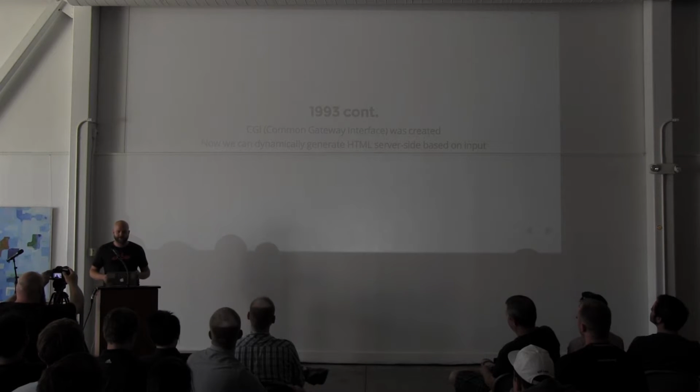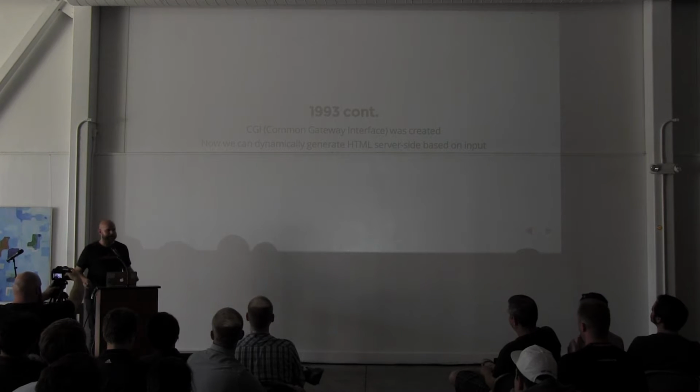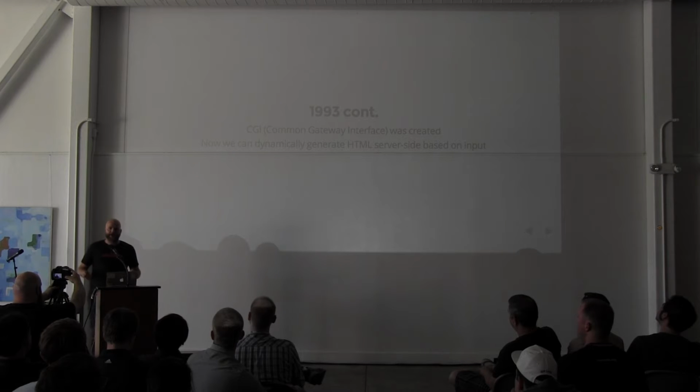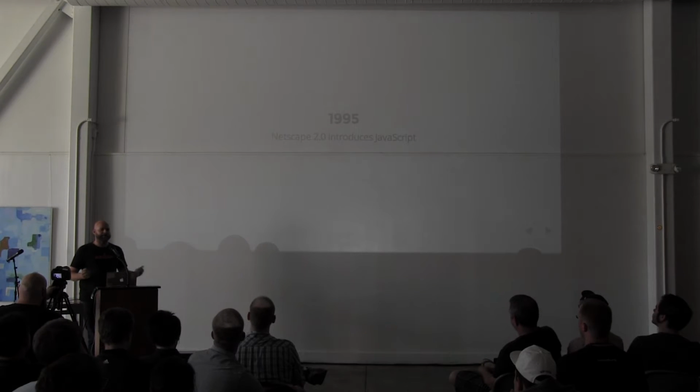Alongside of that, the CGI interface was created, and this was basically the way that you built dynamic websites. And so now we had a mechanism to render HTML server-side dynamically dependent upon form input from a user. And so this was like the birth of web applications, right? And if you fast forward 2 years, then in '95, we got the creation of JavaScript. It came with Netscape 2.0.